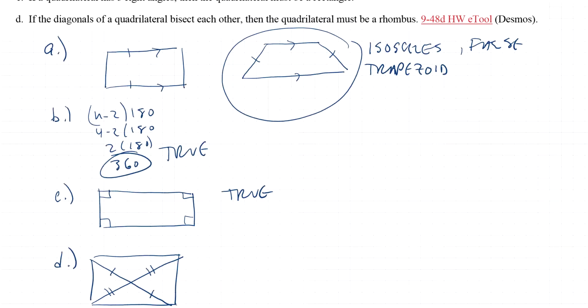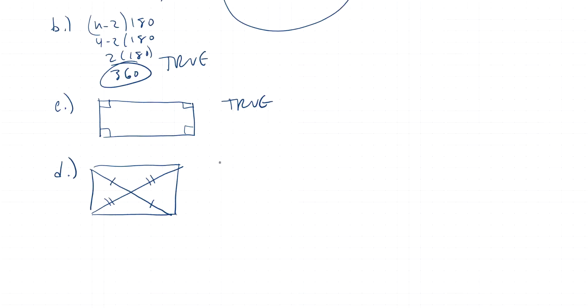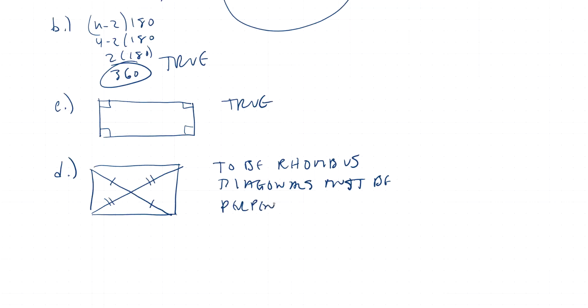But just because they bisect each other doesn't tell us it's a rhombus. To be a rhombus, the diagonals must be perpendicular. There we go. Perpendicular. So this shape, when the diagonals bisect each other, is a parallelogram.